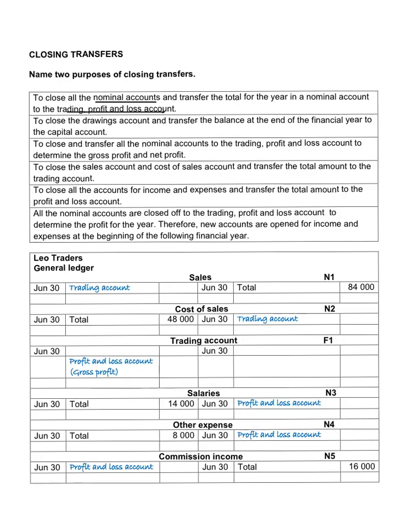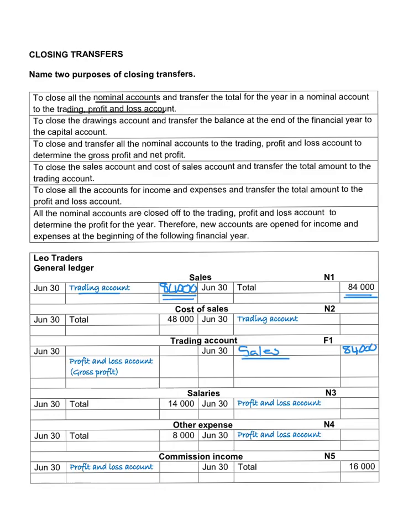Because sales is an income that has a credit balance, we will have to debit the sales account with the 84,000 so that we can close off this account, and because we debited sales, we will credit the trading account with 84,000. And we will indicate in the trading account that this amount will be transferred from the sales account, so the double entry is in the sales account and the amount in the sales account is on the credit side of the trading account.